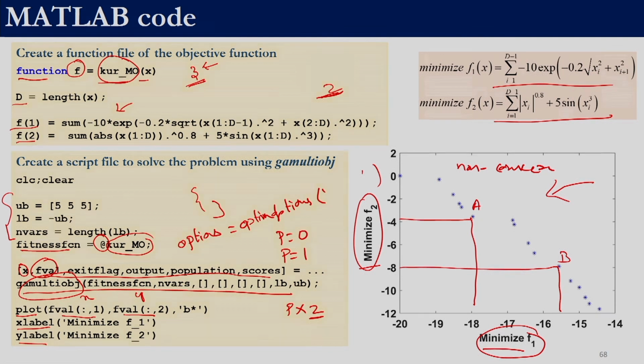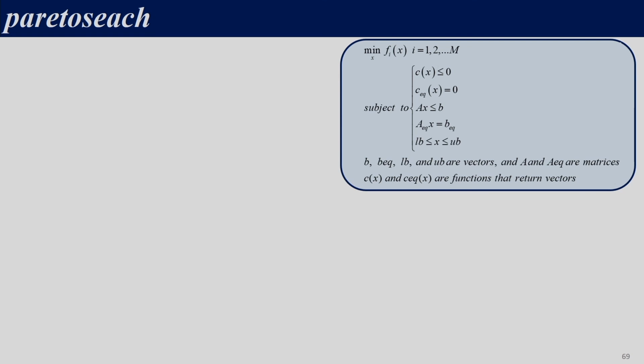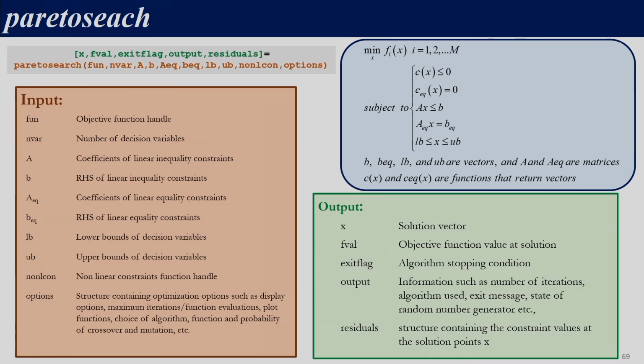The other algorithm that MATLAB has for solving multi-objective problems is Pareto search, right. Its use is similar to GA multi OBJ. Here the name of the function is Pareto search, right. The input is identical to GA multi objective. Output, these 4 values are identical to GA multi objective. In GA multi OBJ, in addition to these 4, what we got was the final population and their scores. Scores are nothing but the objective function values. Over here we will get residuals. This residuals is a structure, right. Here we chose to give the name residuals, you can give any variable name.